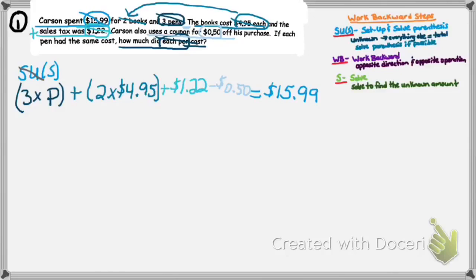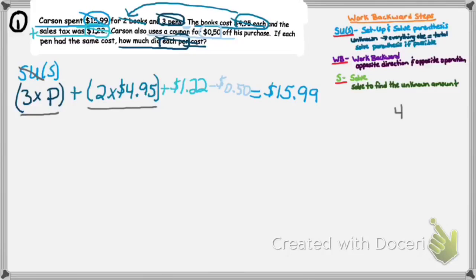So I have all parts of my SU, my setup. The last part of that is the S. I need to solve what's in parentheses. My first parentheses says 3 times P. I don't know what P is, so can I solve that? No. I can only solve parentheses where I know what all of the numbers are. Here's another set of parentheses, 2 times $4.95. Can I solve that? Sure.